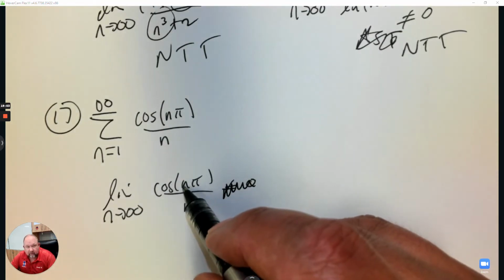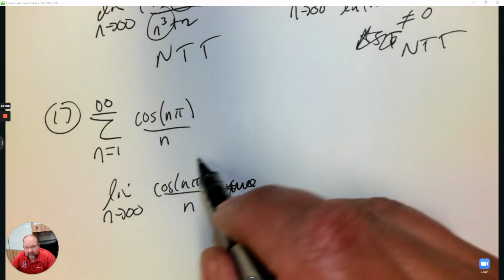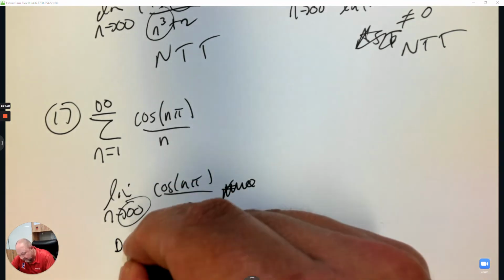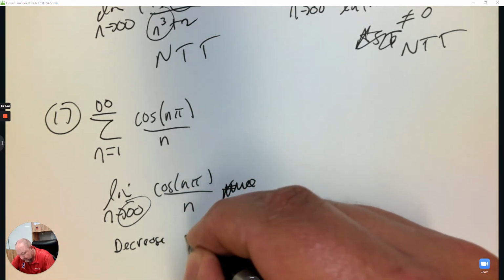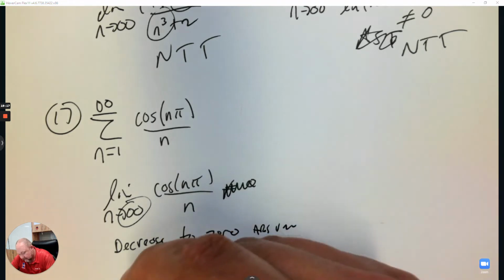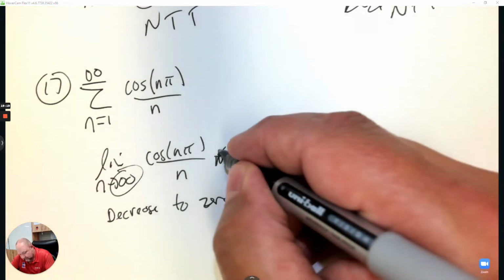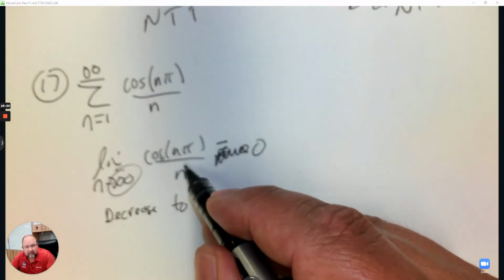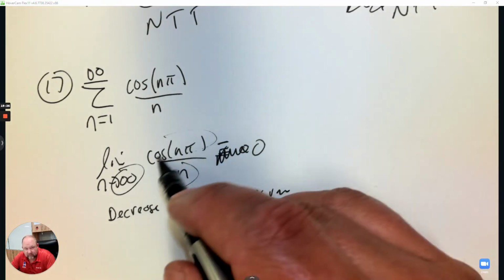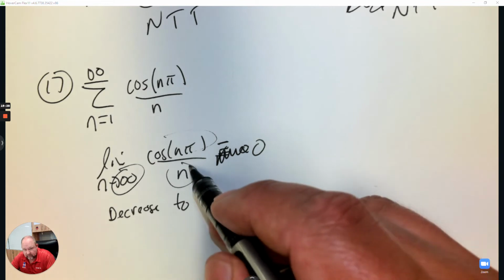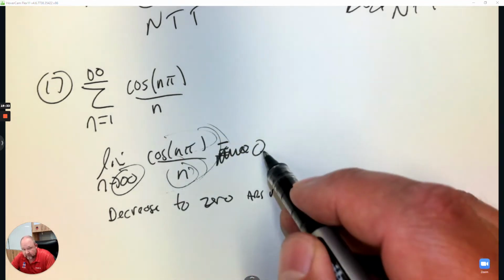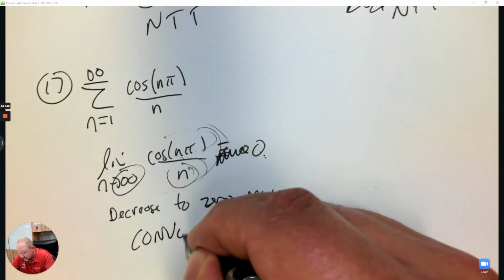Number 17. So cosine just goes to positive 1 and negative 1 as it goes to infinity. So this one does decrease to 0, the absolute value. And because the bottom is more powerful than the top, this just goes to 1 or negative 1, and in between, this goes to infinity. So as this goes to infinity, this stays between 1 and negative 1. Overall, this is going to 0. So this does converge by AST.